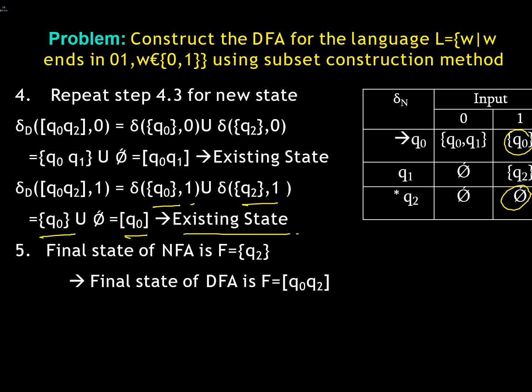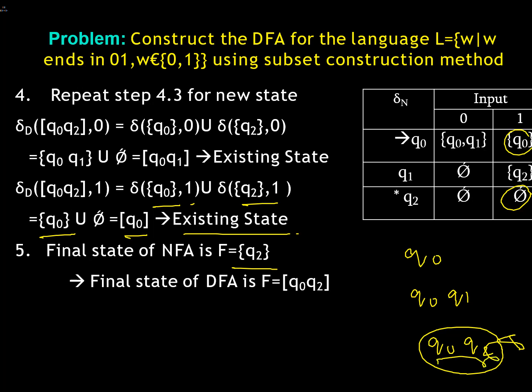So what are the states we have confirmed for your DFA? One second. So what are the states we have just considered for this DFA? First initially Q0, and then Q0 Q1 we just consider, and then Q0 Q2. These are the states, and the final state of your NFA is Q2. So here we have to search for states that contain your Q2. So now it's Q0 Q2. Okay, this is your final state of your DFA.